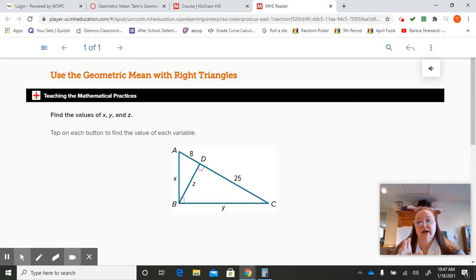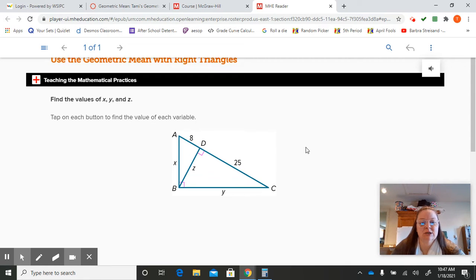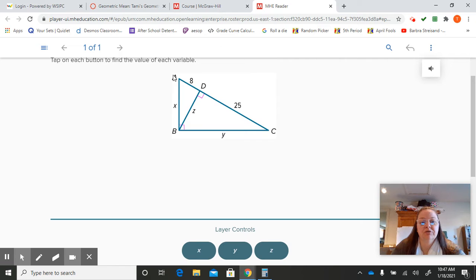Now that we've identified the three triangles within the figure, we're going to add in the side lengths and start solving for missing pieces. So here we have triangle ABC. It's been cut up into three triangles. We have big triangle ABC, medium triangle BDC, and little triangle ADB. And we are going to solve for the missing sides X, Y, and Z.